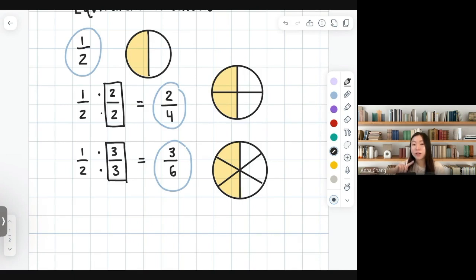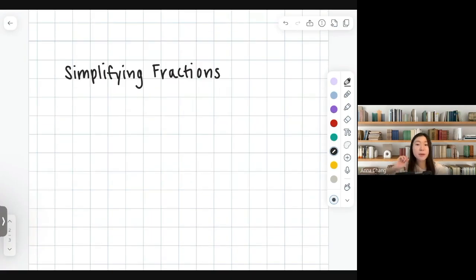Please note that you cannot do this with 0. 0 divided by 0 is undefined. We can also simplify fractions by working in reverse. So let's start with an example, 12/18. First of all, we're going to find the greatest common factor of 12 and 18.